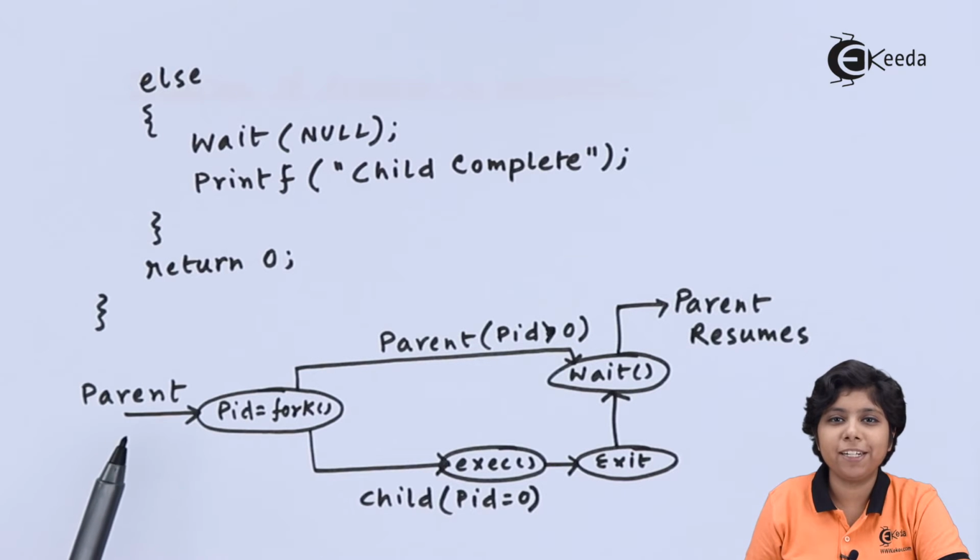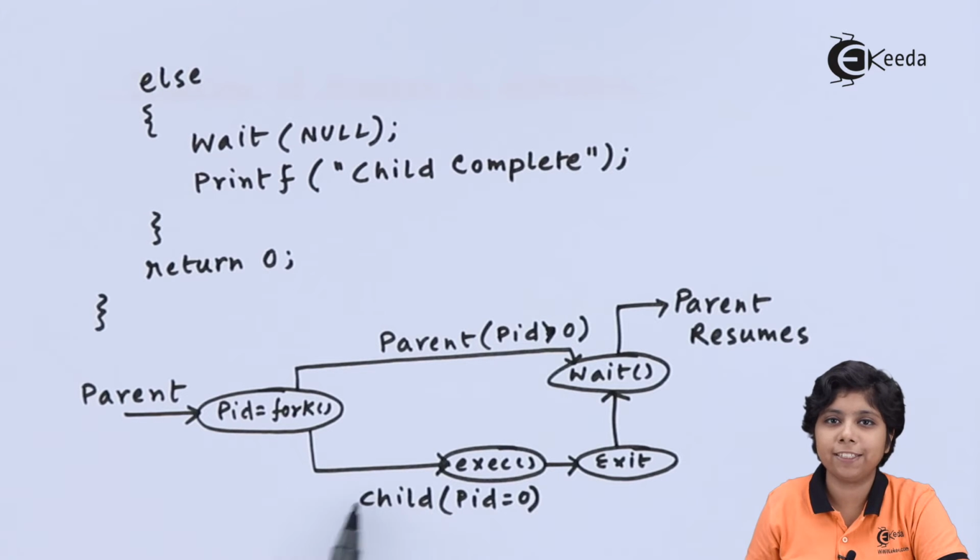So here the parent is creating a child process using the fork call, and if the PID is equal to 0, then the child is executing, and on exiting, the child process returns to the waiting call of the parent, which then resumes the parent's operation. Again, the parent can go to wait if the fork call returns a PID greater than 0.